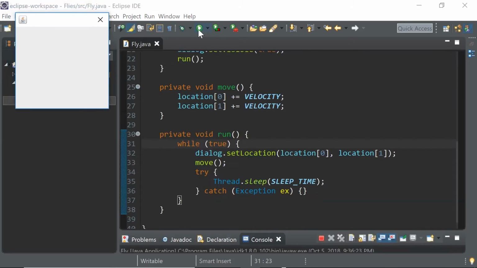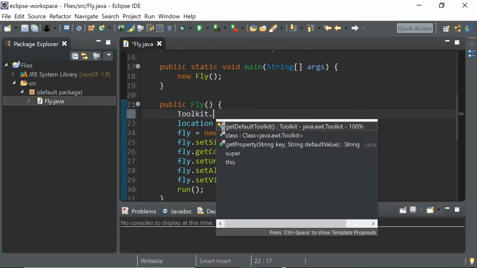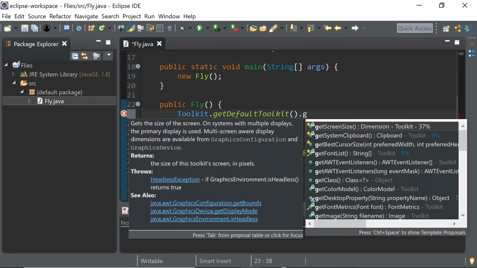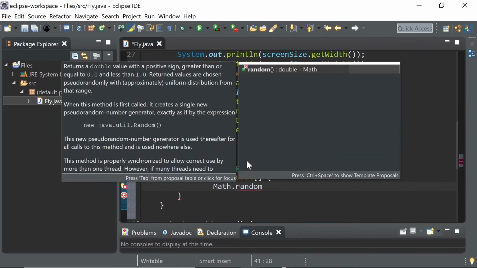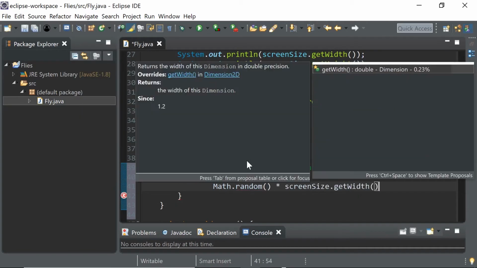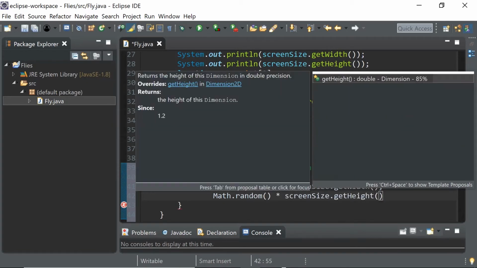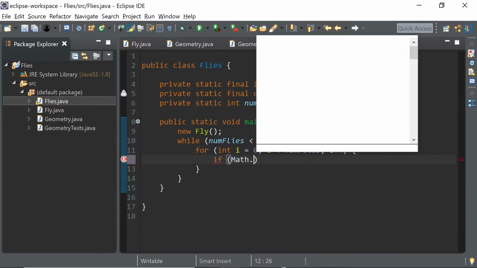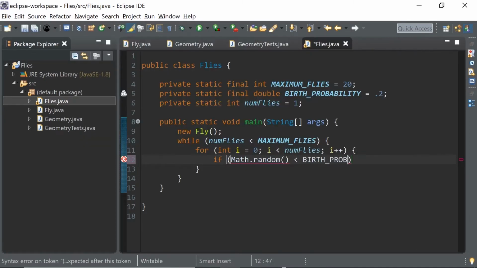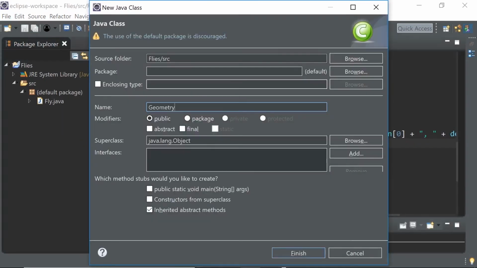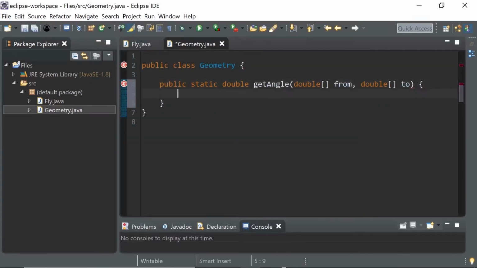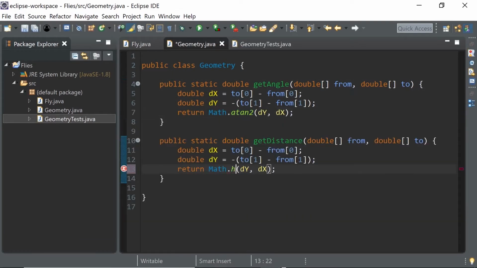We talked about animation, the Toolkit class to interact with the operating system, specifically to get the screen size in this program. We used Math.random in a few places. We used it to get a random point on the screen for the destination. We used it to find a random point in a circle for the sub-destination, and we used it in our fly reproduction algorithm. We also used some of the geometry methods in the math library, like atan and hypotenuse, and we did that to find the angle between 2 points and the distance between 2 points.